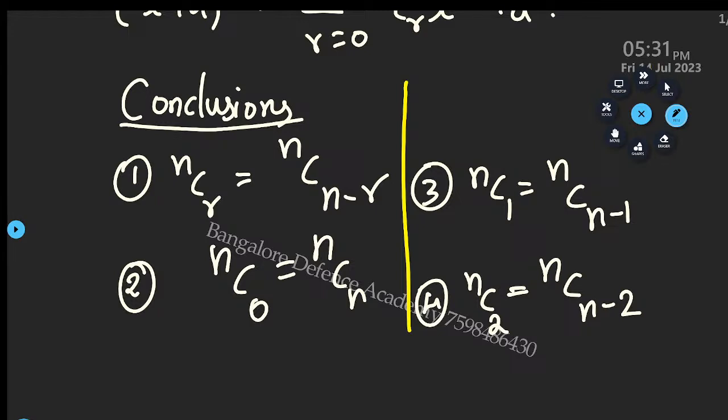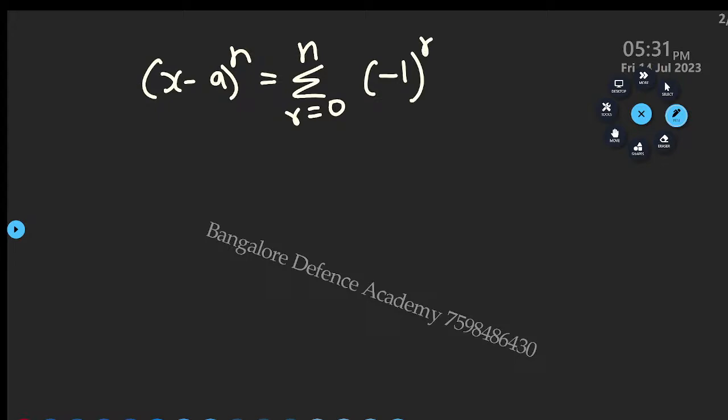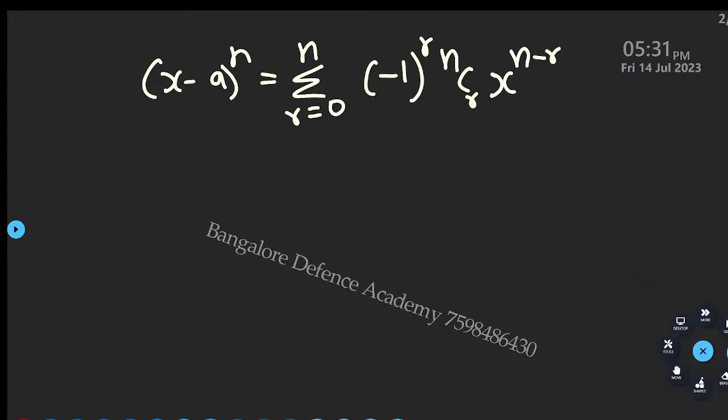Completed? Next, take it down. Suppose if I write x minus a to the power of n, the formula will become summation of minus 1 to the power of r nCr x to the power of n minus r into a to the power of r.